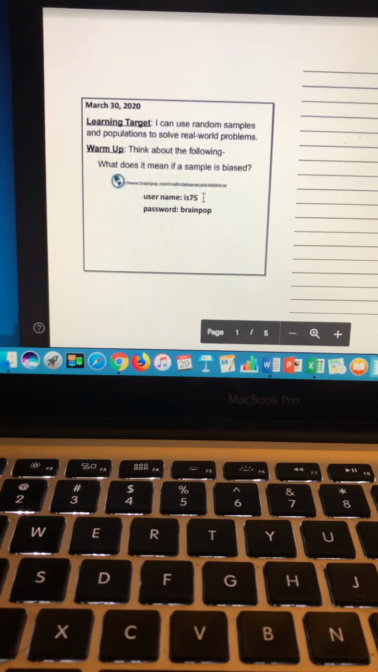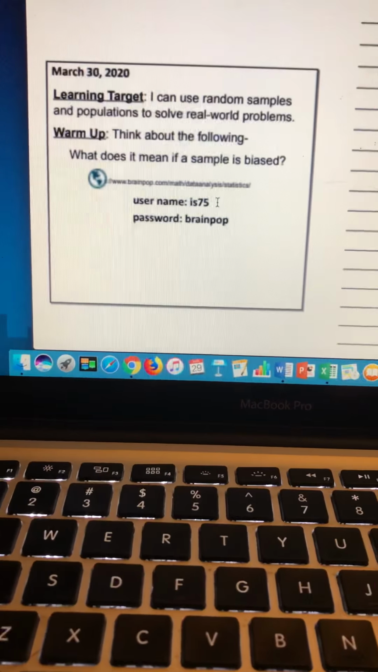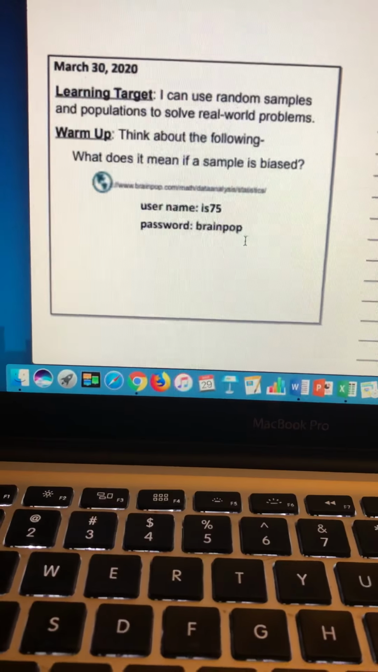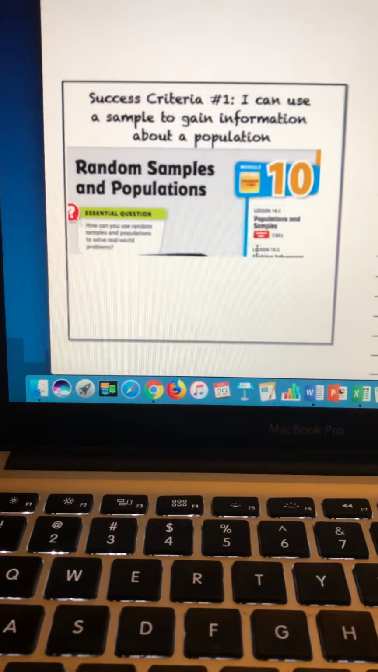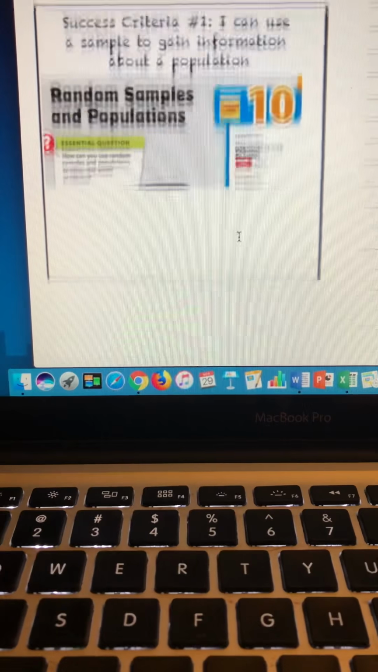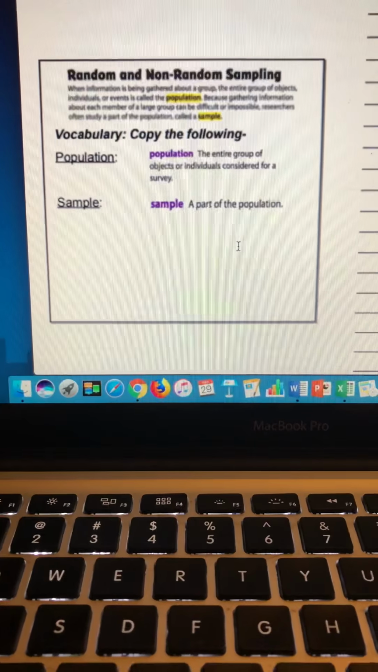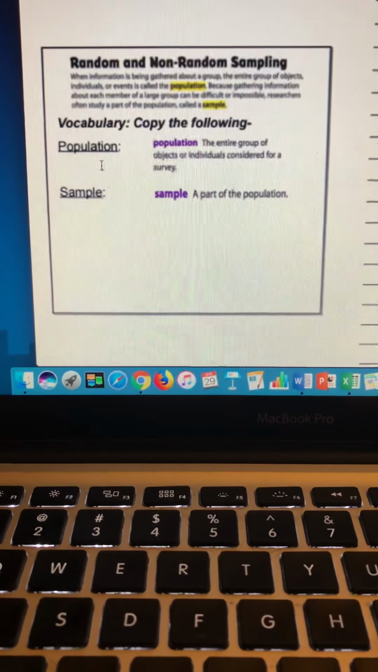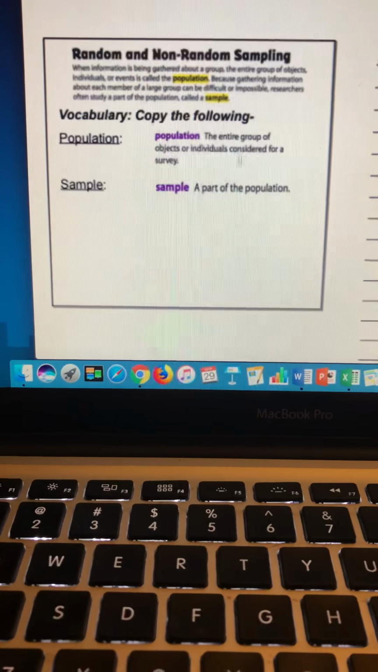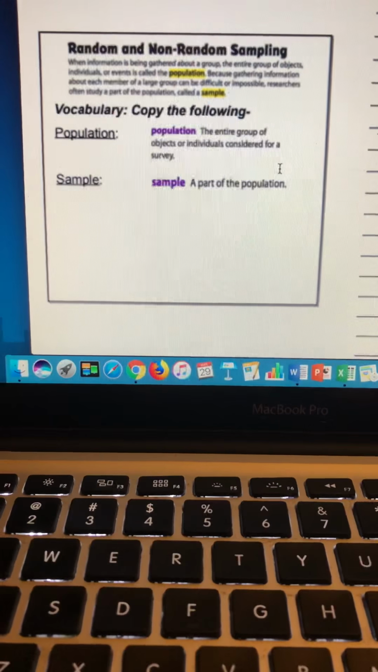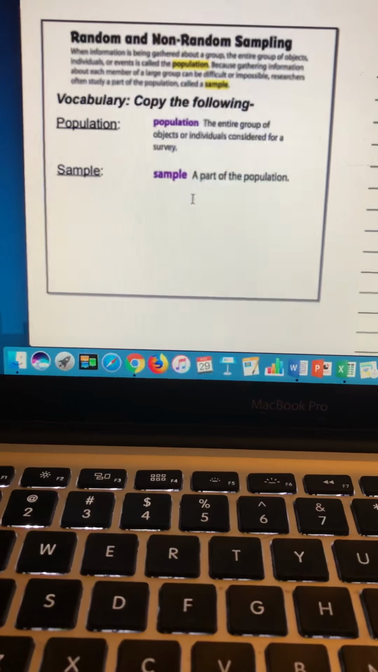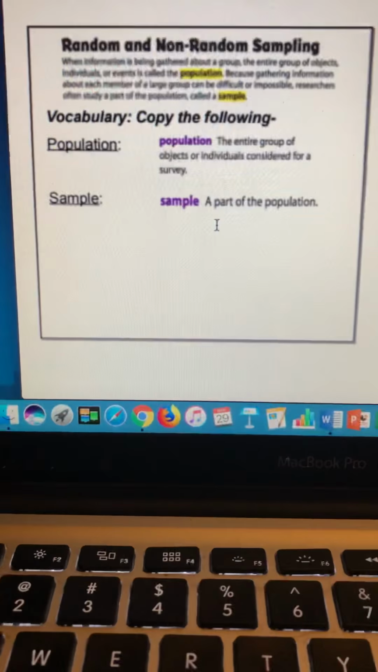So here's your lesson. And again, if you notice, the warm-up is telling you to go to that website to learn a little bit about the vocabulary that you're going to be seeing in today's lesson. So we're going to use a sample to gain information about a population. So to start, there's a lot of vocabulary we have to go over. A population is going to be representing an entire group of objects or individuals considered for a survey. And then a sample is going to be a part of the population.